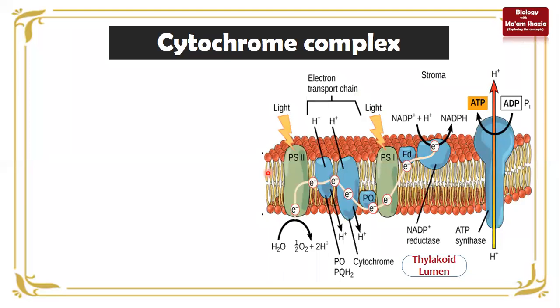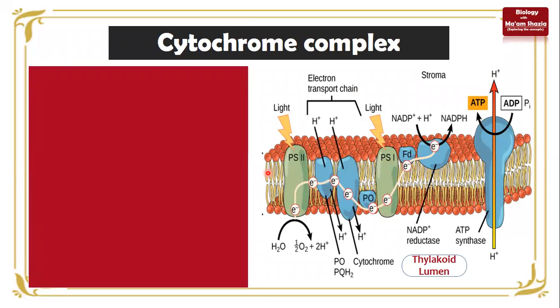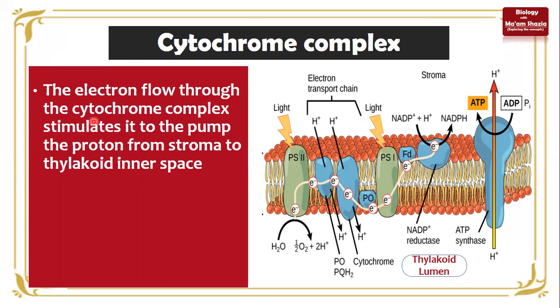Okay, now let's discuss this diagram. First point is the electron flow through the cytochrome complex stimulates it to pump the proton from the stroma to the thylakoid inner space. This is the thylakoid inner membrane. You can all recall the structure of the chloroplast. The chloroplast has thylakoids. The pile of thylakoids is called the granum. Each thylakoid has a thylakoid membrane, which is actually a lipid bilayer. And this is the membrane of the thylakoid. This is the thylakoid lumen, and this is the stroma, right?